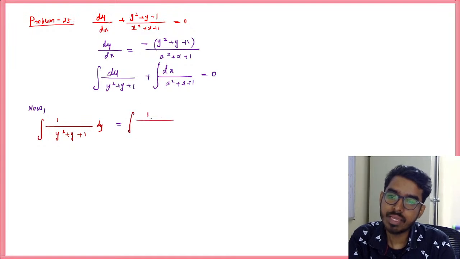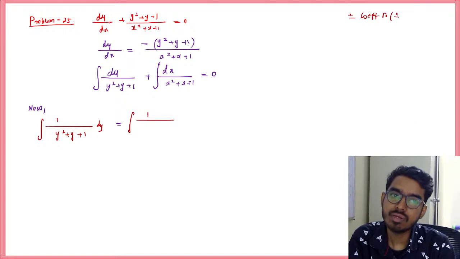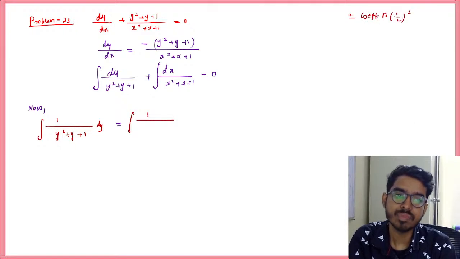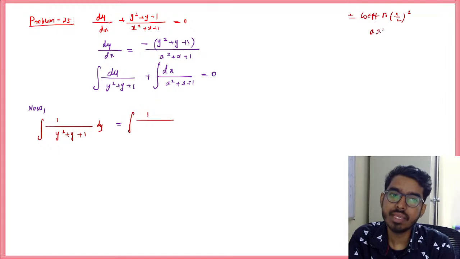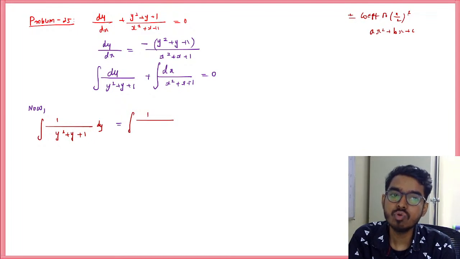So 1 divided by, so how you do completing the square, add and subtract coefficient of x by 2 whole square, right? That is, if you have ax square plus bx plus c, you just have to add and subtract coefficient of x by 2 whole square.